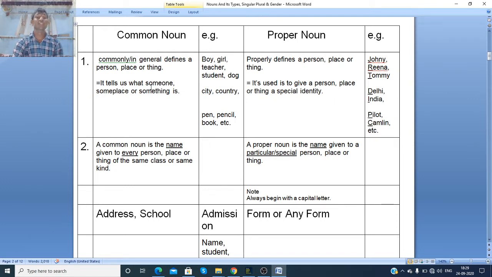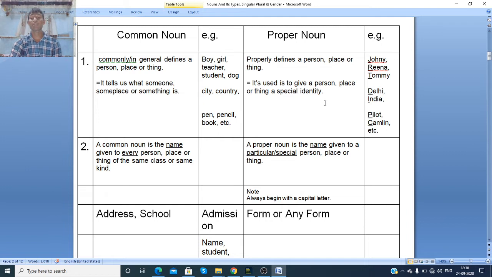A common noun just tells us what someone, someplace, or something is. Someone like boy, girl, teacher, student, dog. It just tells us what someone or some animal is. And someplace like city, country, village, town, continent, sea, mountain, and thing like pen, pencil, book, bag, roof, switch, etc. It just tells us what someone, someplace, or something is.